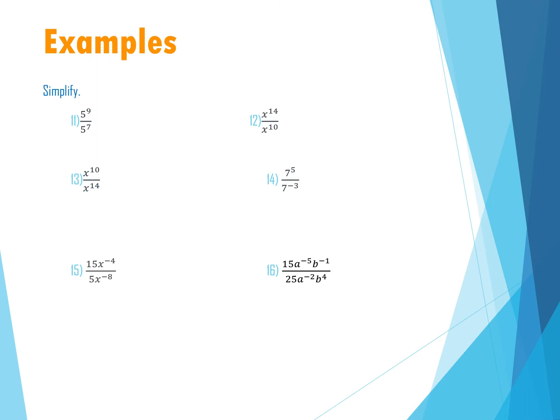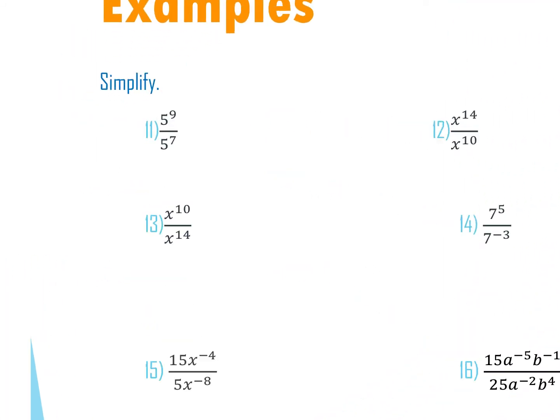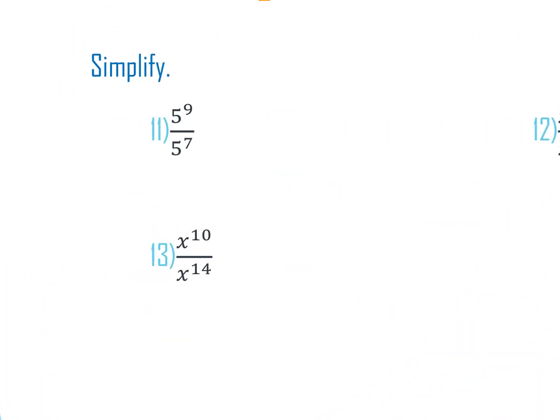All right, next. So we've got some practice here with some division. They both have a base of 5. So remember, when you divide, we take those exponents and subtract them. 9 minus 7 is 2. So 5 squared is 25.